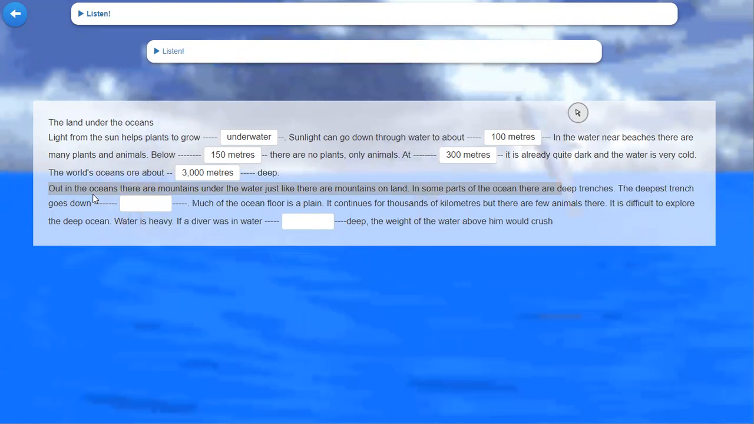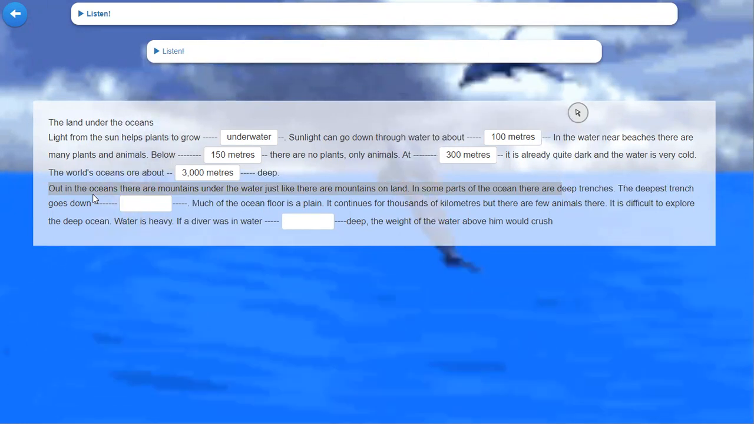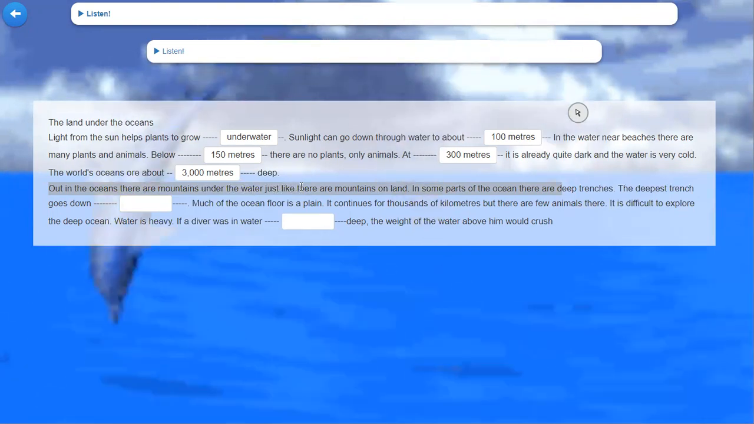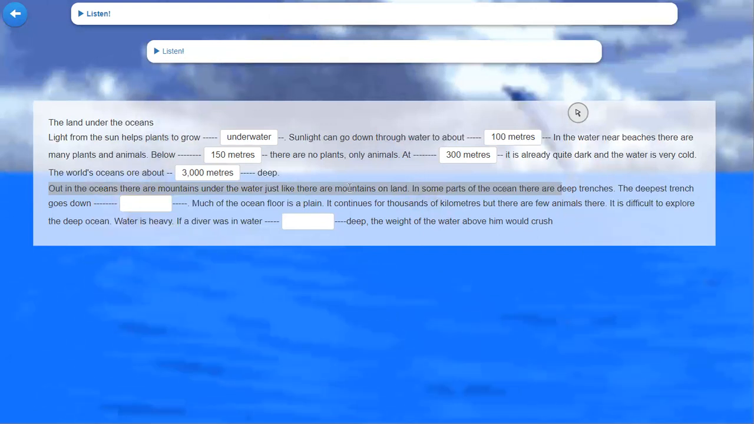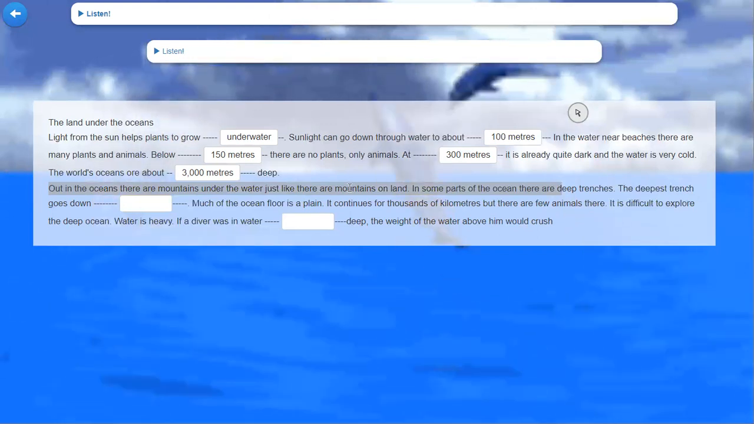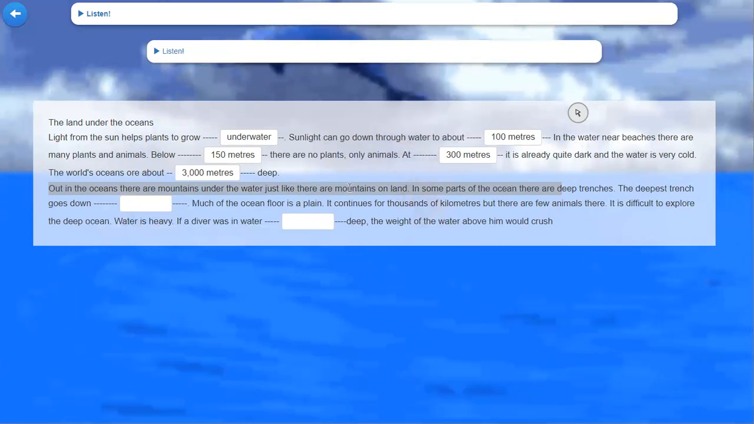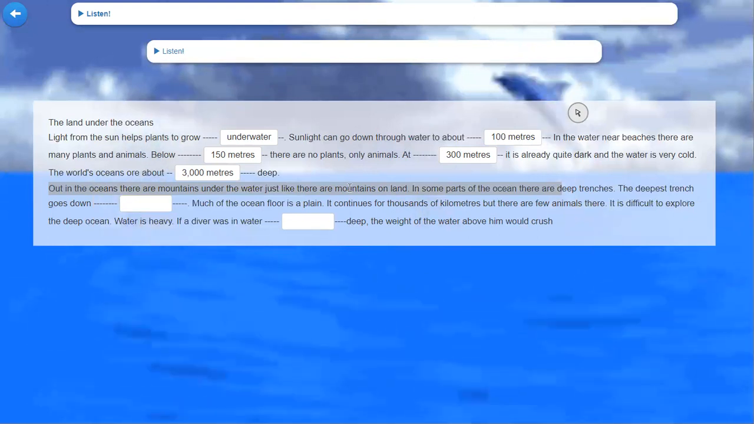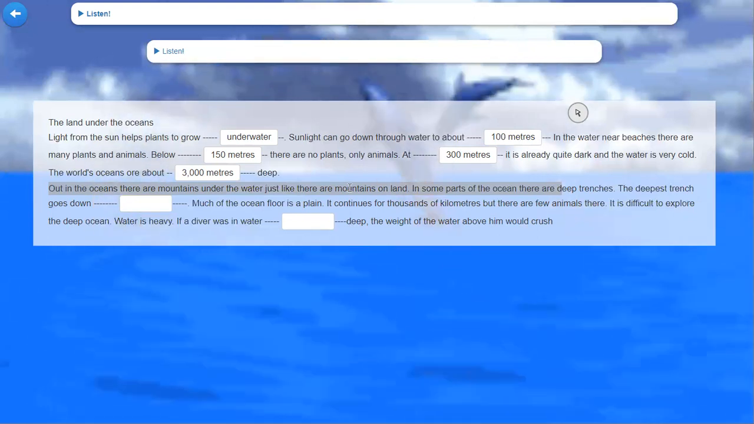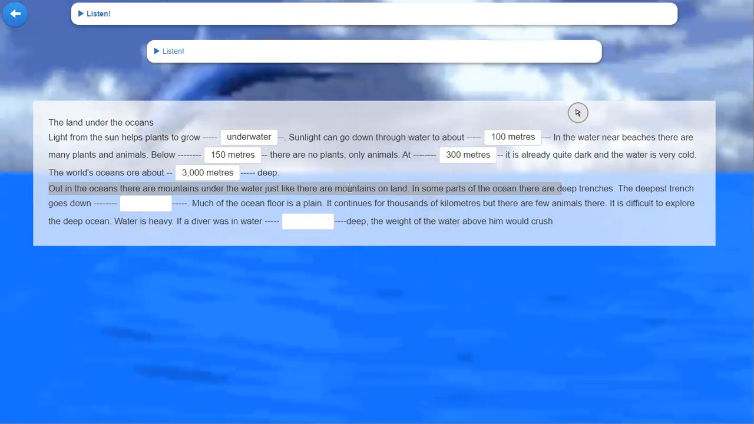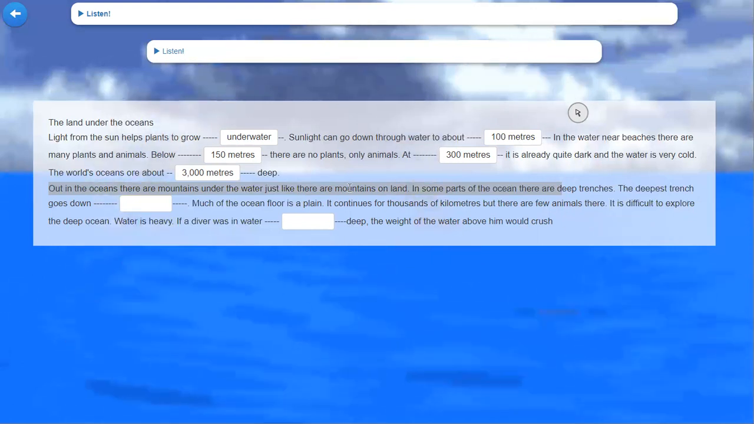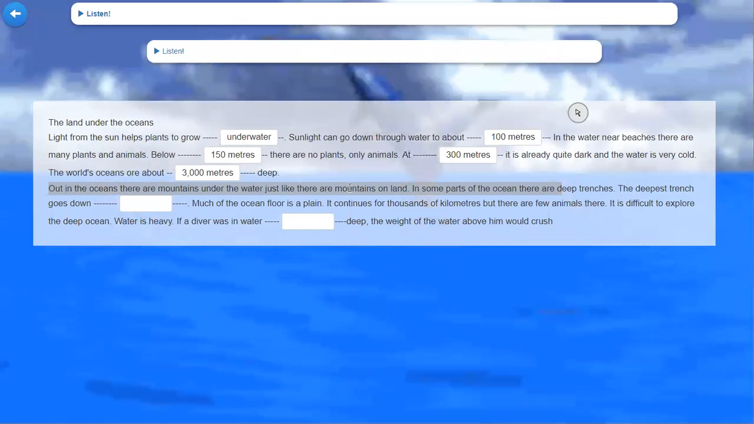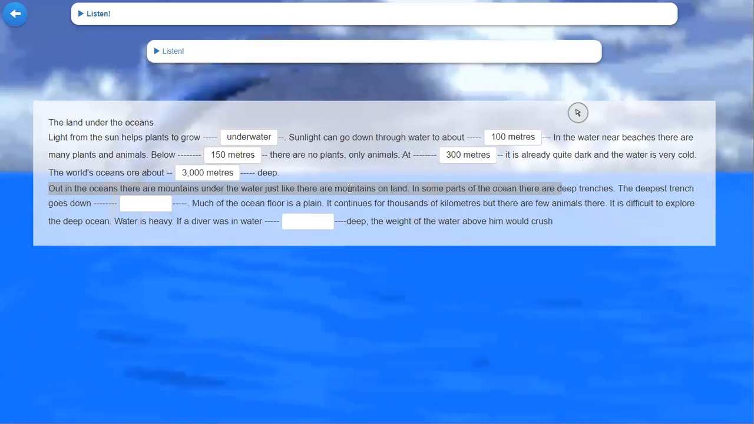Out in the ocean, there are mountains in the water, just like there are mountains on land. Let me explain. As I told you yesterday, in the introduction of the lesson, underwater there are mountains like on land, like Uhud mountain and so on. Underwater we have very high mountains, deep underwater, just like on the land.